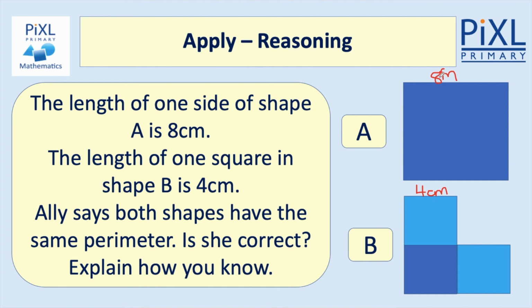So, to calculate the perimeter of shape A, we just need to do 8 times 4, which is 32 centimetres. And then we can count in our 4s around this shape. So 4, 8, 12, 16, 20, 24, 28, 32. So again, the perimeter of this shape is also 32 centimetres. So yes, Ali is correct.